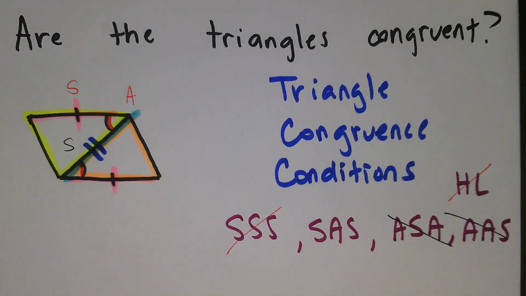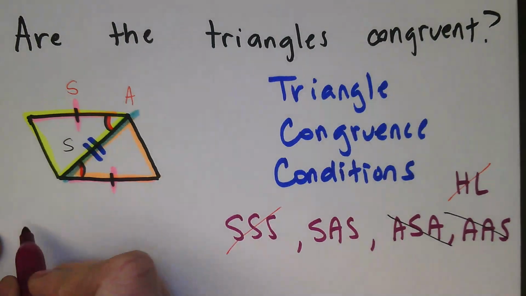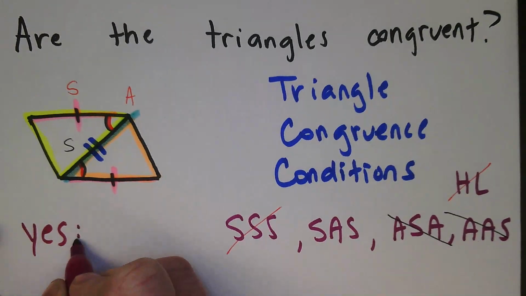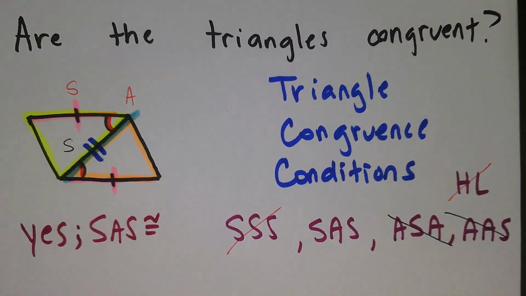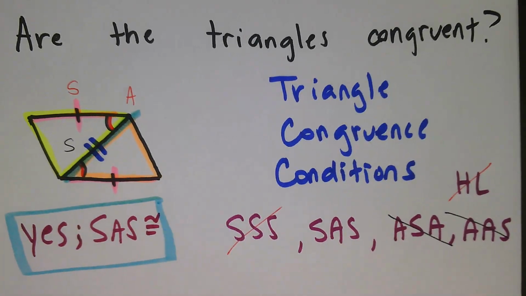So my answer here to the original question, are the triangles congruent? The answer is yes. And then I know it's congruent from the condition side angle side congruence. So that's my final answer right here. Yes, they're congruent, and it's from side angle side congruence.